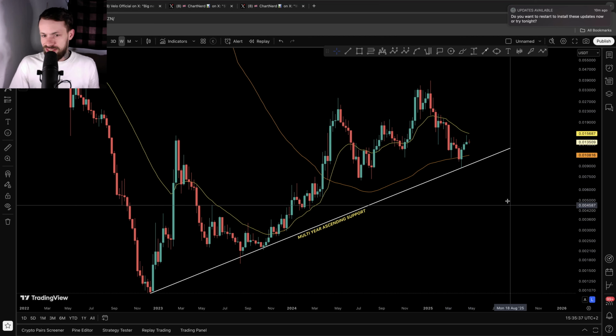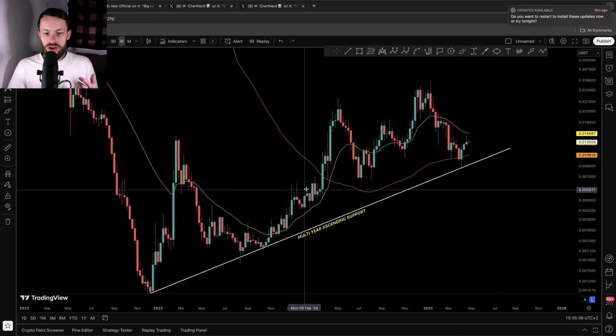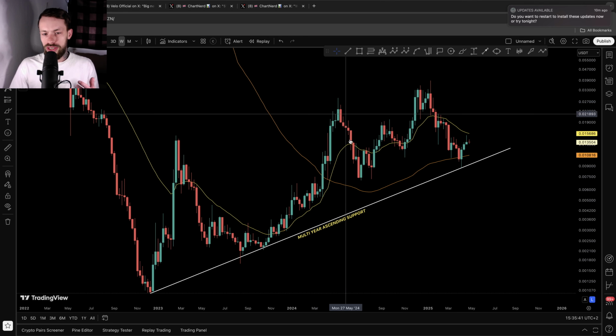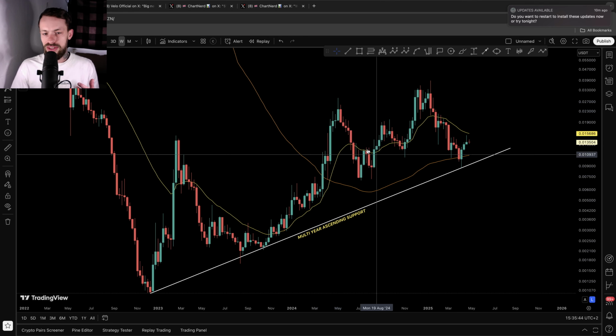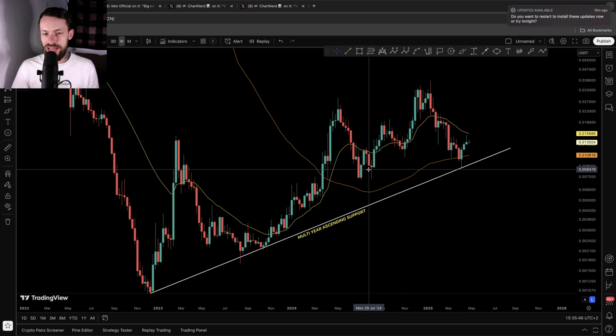Now, EMAs are fantastic to use. When you're above the EMAs and holding them as support, this is a macro uptrend. When you're below them and hitting your heads on them, this is a downtrend, or you're looking to build some sort of base in a correction.